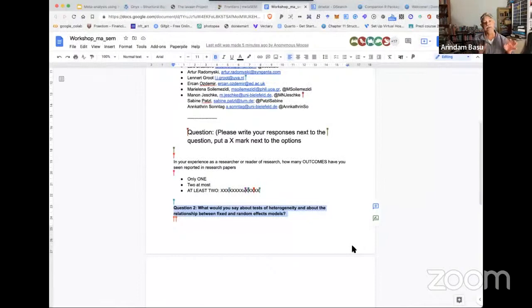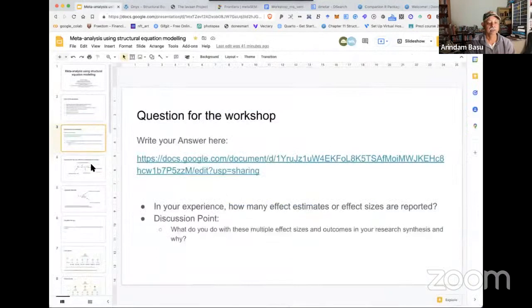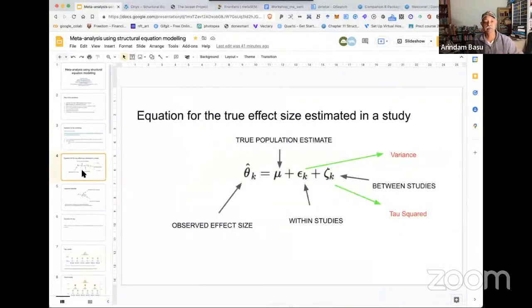But before we get to the nitty-gritty of structural equation modeling and show you some of these things, I would like to take you back to my lecture where we would like to talk a little bit about and maybe discuss a little bit about what does it mean to do meta-analysis.